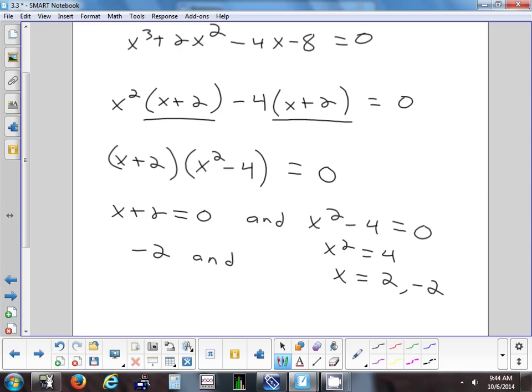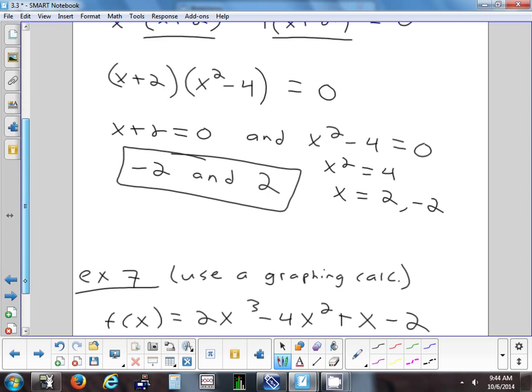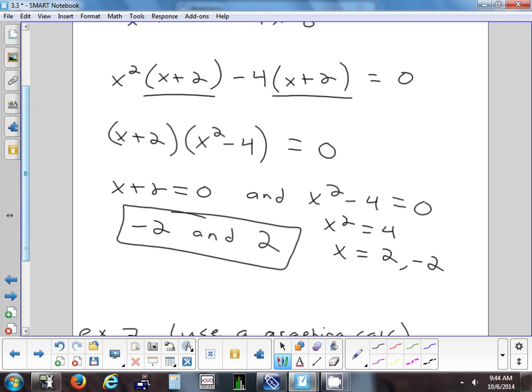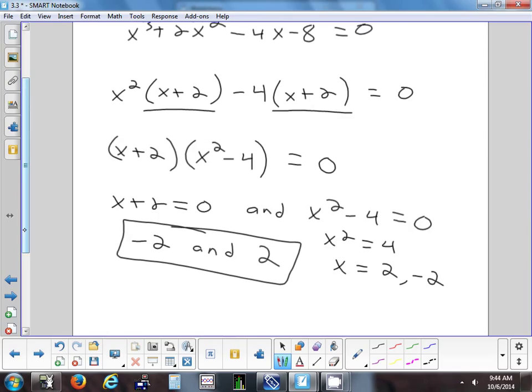So what's happening, this is a cubic equation where negative 2 is a repeated root. It happens twice. You don't have to write it twice. But if you were to graph this equation, what the cubic would do is it would come down, touch the axis at negative 2, and bounce right back up, because that's called a repeated root. Negative 2. Okay, any question on the zeros there?